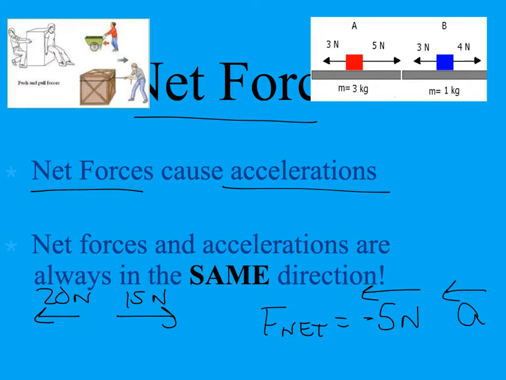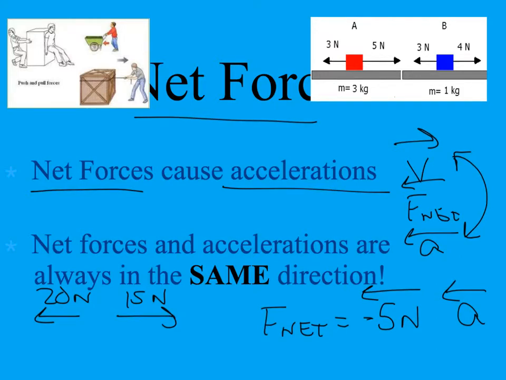So if you recall from the picture before, if the person was riding their bike forward, but F net is backwards, and so is acceleration, I think it's safe to say that that bicycle is slowing down because velocity and acceleration are going in the opposite direction.